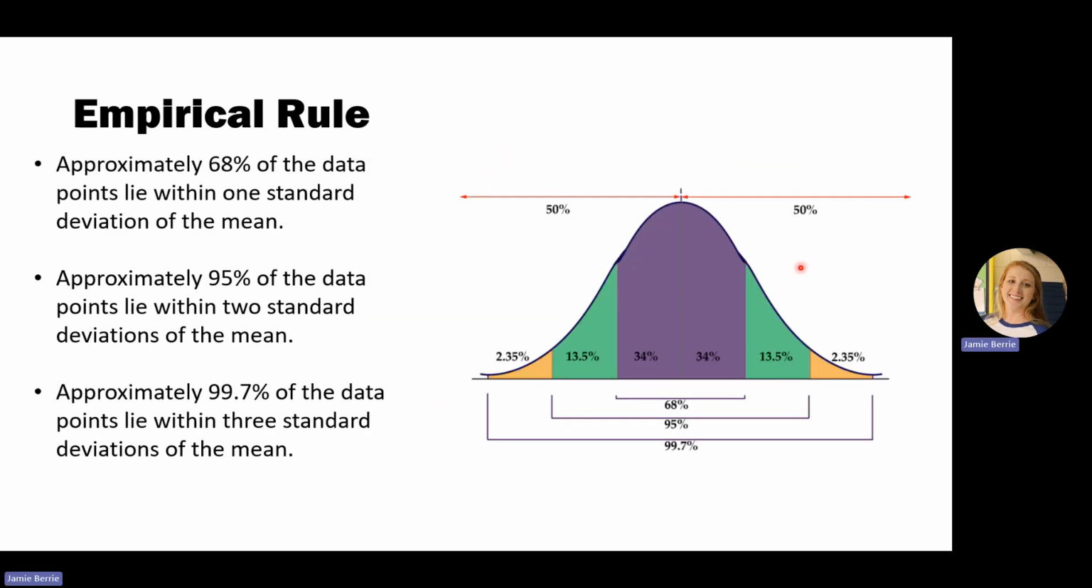All right, so here are the official rules that accompany this picture. So it says approximately 68% of the data points are going to lie within one standard deviation of the mean. All right, so we saw that illustrated here in the purple. So approximately 68% of your students are going to have heights that are in the purple area.